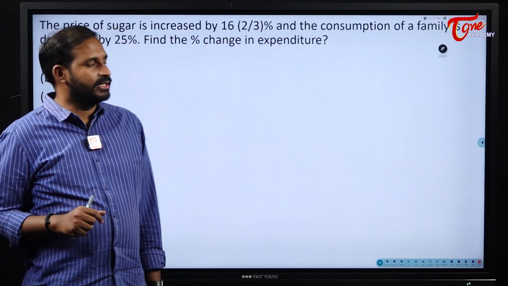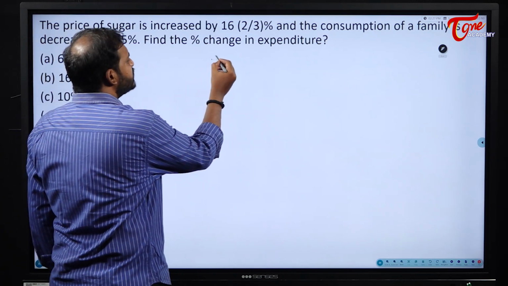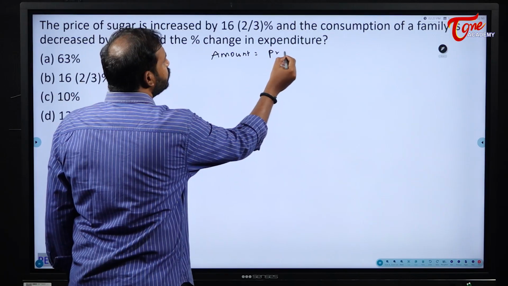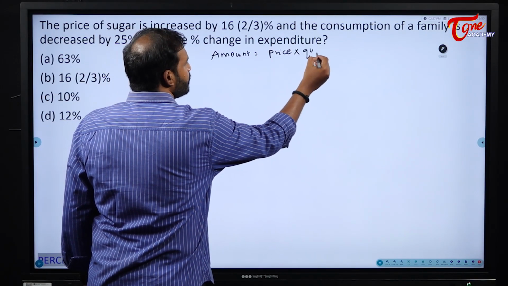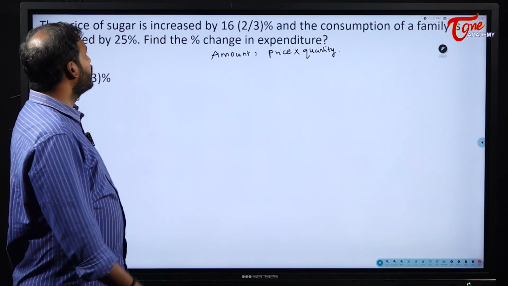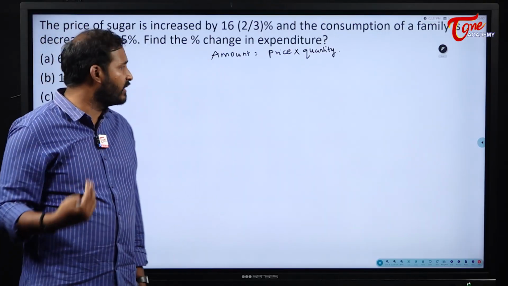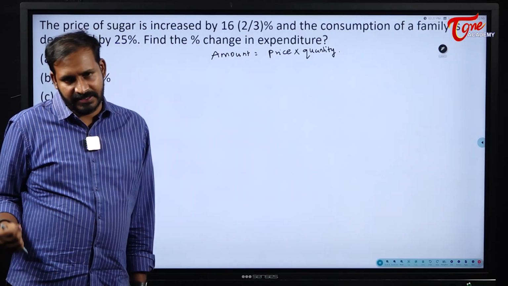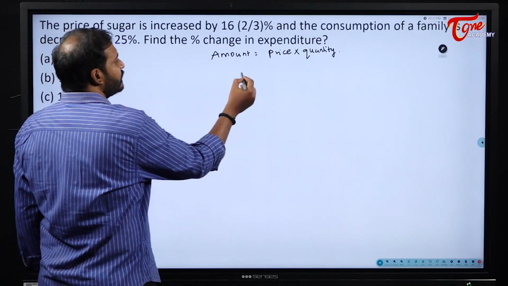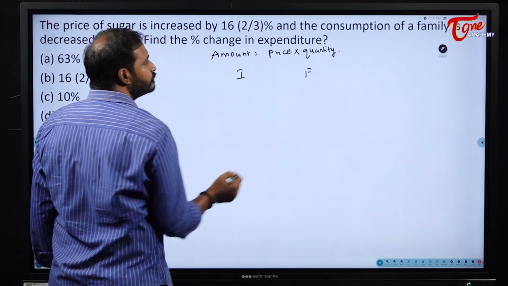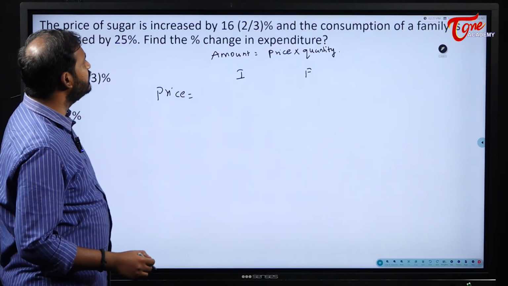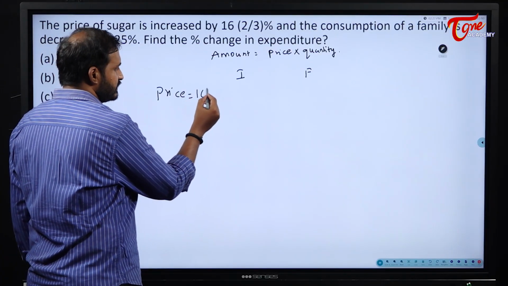Now the same concept. Amount spent will be equal to price into quantity. We know that price into quantity. Now we will see. Here, because of the increase in the price, the consumption of the family is decreased by 25%. We will see what will happen here. Initial, final. When it comes to price, what happens to the price? Price is increased by 16 2/3%.